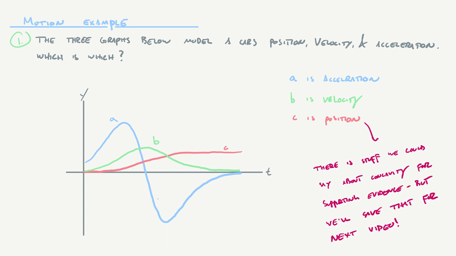There are actually a lot of things that we could say about the concavity, because as it stands, the way that we figured this out was mostly by process of elimination, but we could actually use a to help us figure out that c is position once we start talking about things like concavity. But we're going to save that for another video. All right, so that's it. This is the one example that I wanted to do.